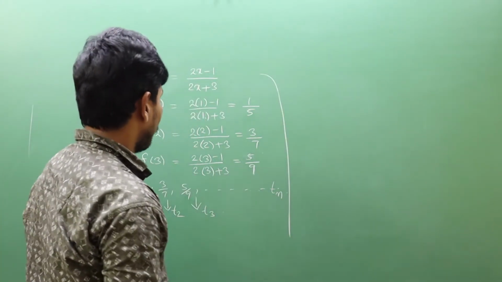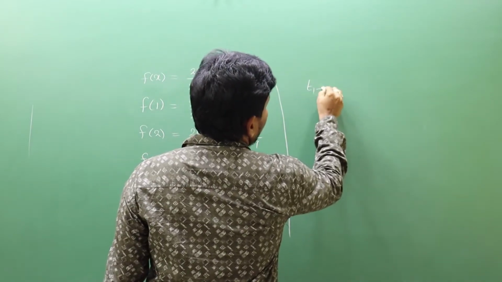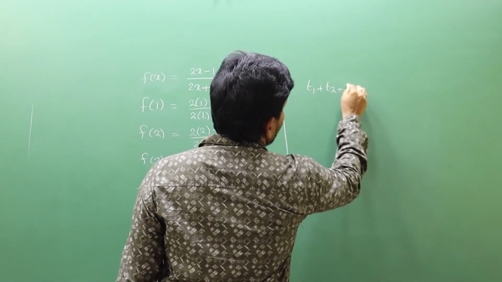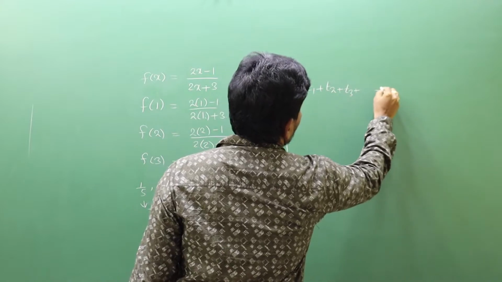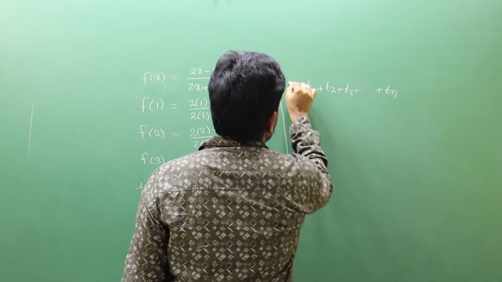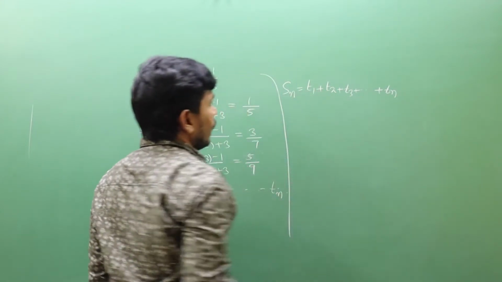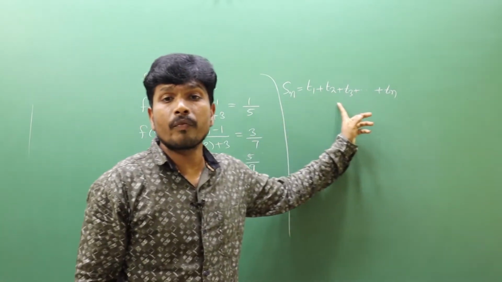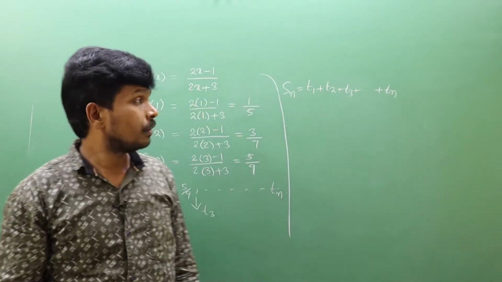Now, the sum of the terms T1 plus T2 plus T3 plus so on up to Tn is denoted by Sn. Sn is nothing but the sum of the terms of a sequence.